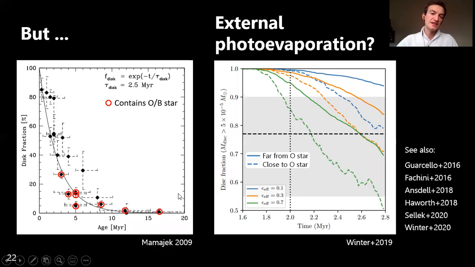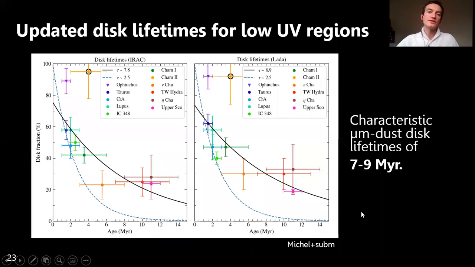And so when we look at Mamajek et al. 2009, we can see that there are many O stars in these later regions. And so we've got updated disk lifetimes for low UV regions, where we find characteristic Mdust disk lifetimes on the order of 7 to 9 million years.